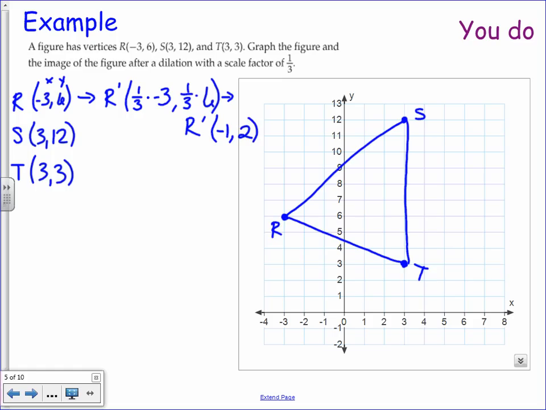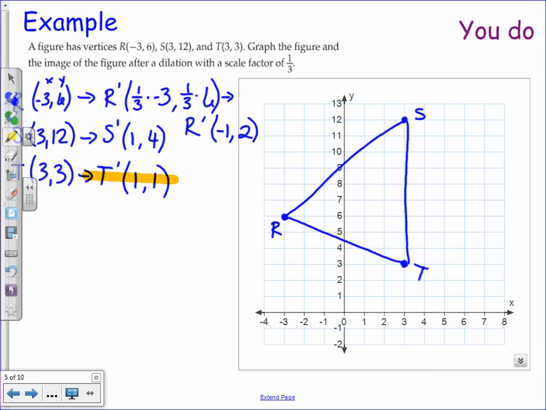And then we can go into S prime. 1/3 times 3 is 1, and 1/3 times 12 is 4. T prime is 1/3 times 3, which is 1, and 1/3 times 3 is 1. Okay, so let me highlight these so we can see them easier. Okay, so I'm going to plot these new points on my graph.